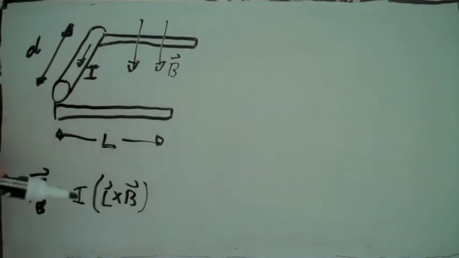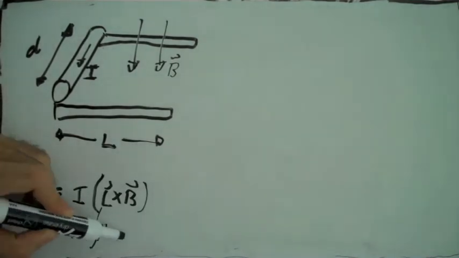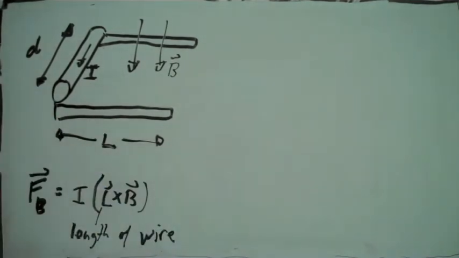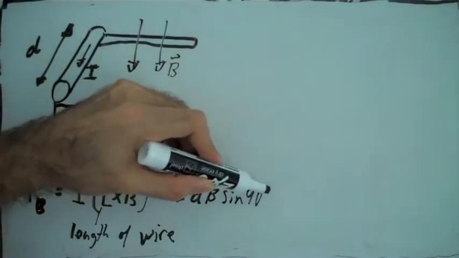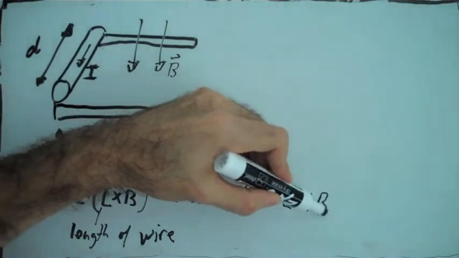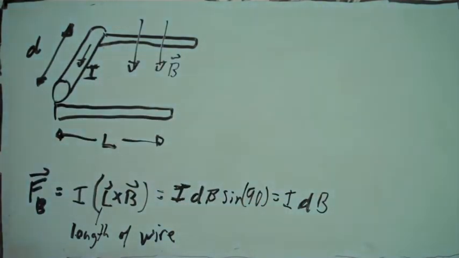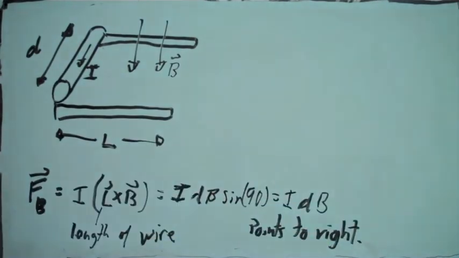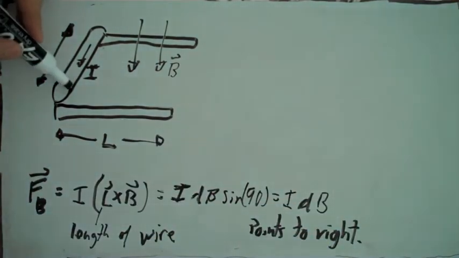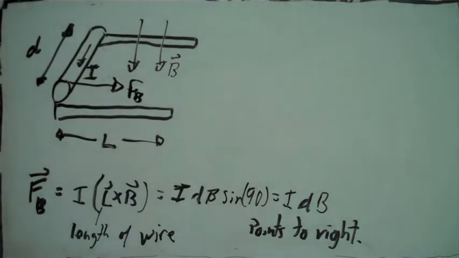So because the current is in a magnetic field, the wire feels a magnetic force, which is equal to I times L cross B. Well, L is the length of the wire, so in this case it's just d. So we have that this is the magnetic force in the wire. And the sine of the angle between the wire's length and the magnetic field is 90 degrees. So the force that the wire feels points to the right, as given by the right-hand rule. And its magnitude is I d B.